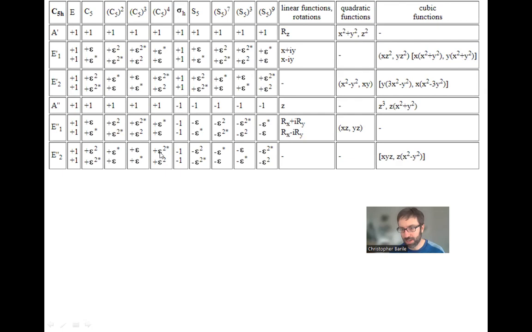Hopefully that gives you some clarity of where these complex numbers come from in this business with the e to the 2 pi i over n that you see in a lot of these character tables that have complex numbers in them.